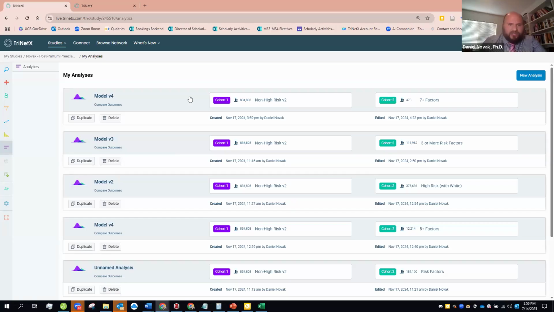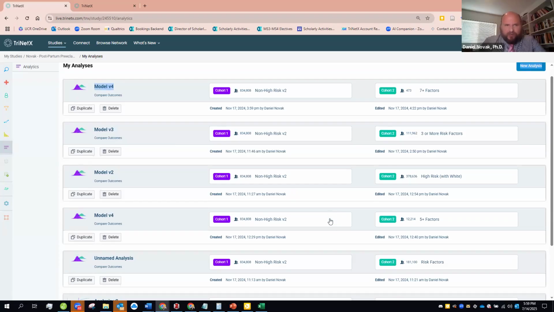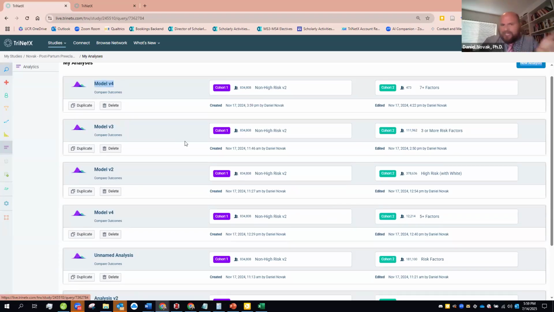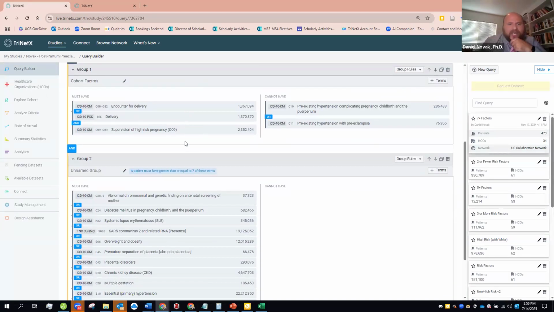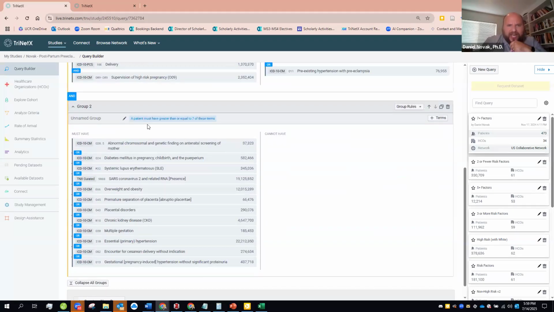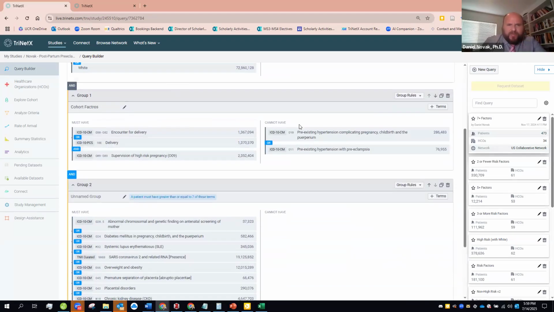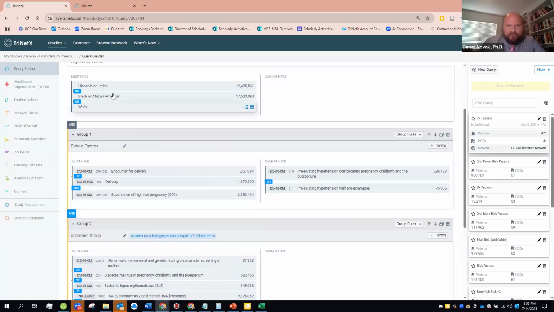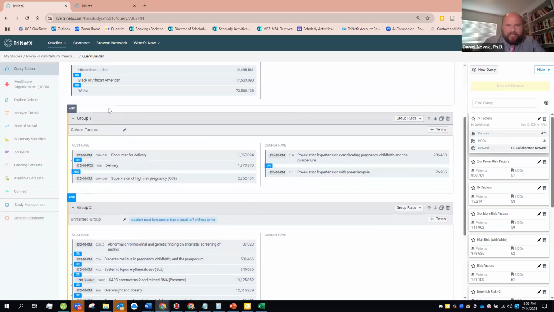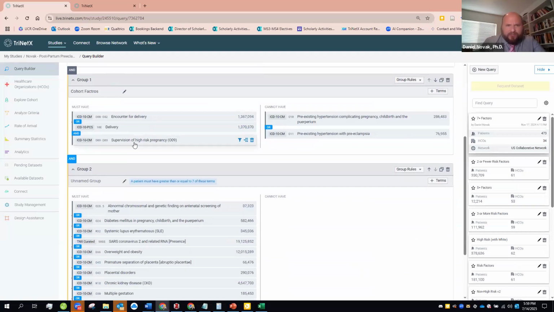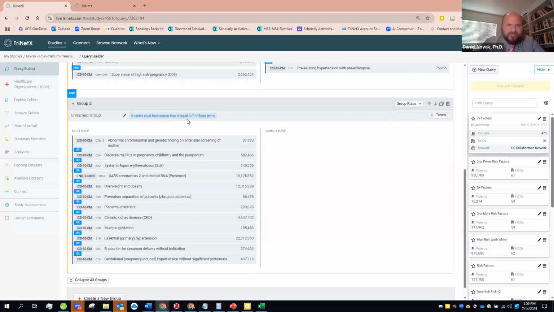And you can see I went through multiple iterations of these, looking at different levels of factors. So I created cohorts back in the main study where you can set, here's our patients who are, for example, we were looking at Hispanic, Black, or white patients who had an encounter for delivery and were being supervised for a high-risk pregnancy. So we know that these are high-risk individuals.